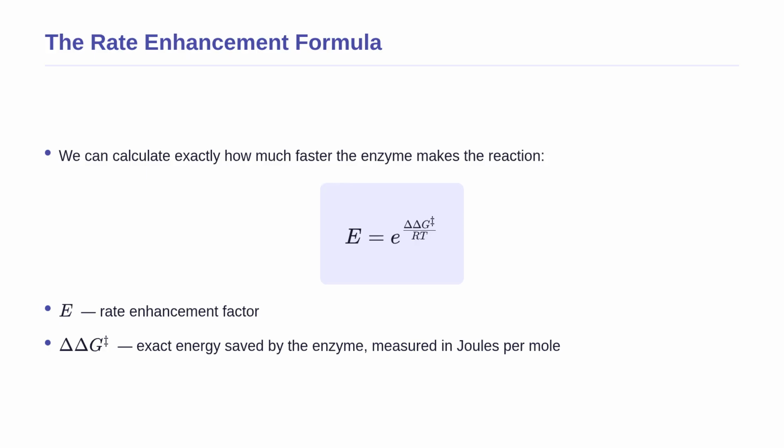This exponential relationship we just saw leads us to a specific formula for calculating exactly how much an enzyme speeds up a reaction. We call this the rate enhancement factor. It is equal to the mathematical constant e raised to the power of delta delta G double dagger divided by R times T. Here, delta delta G double dagger represents the exact amount of energy saved by the enzyme. It is simply the difference between the uncatalyzed and catalyzed activation energies.